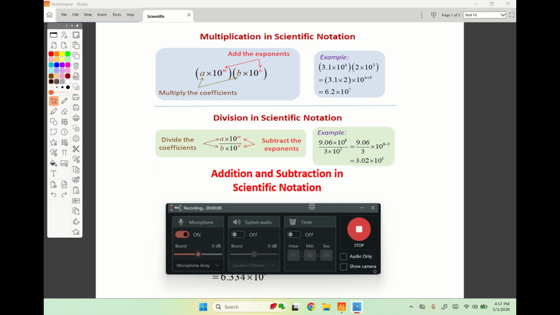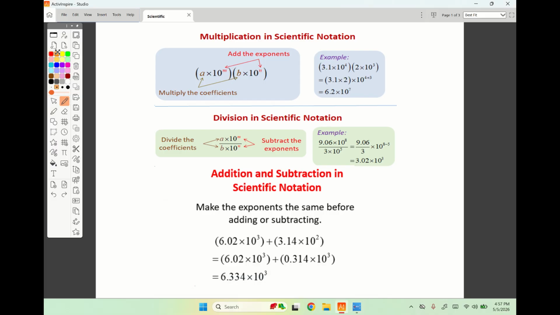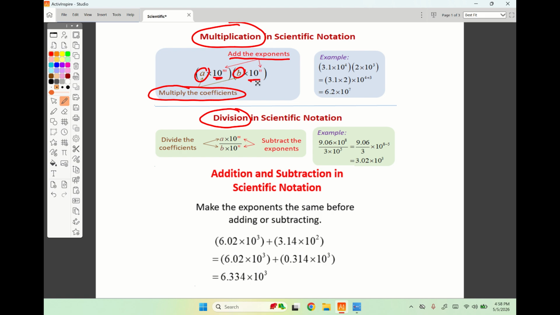Alright, here's a quick review on scientific notation. The easy operations with scientific notation are multiplication and division. You'll see why when we do some of these examples, but it's simple. Here it explains it in words. You multiply the coefficients, so you multiply the numbers in the front, and you add the exponents on the matching 10 bases. So multiply the numbers, add the exponents.